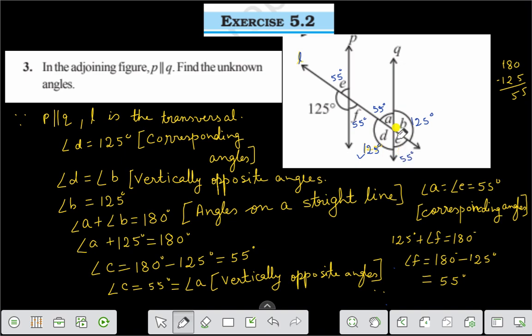And angle C is equal to angle A because these are vertically opposite angles, right? And angle A is equal to angle E because these are corresponding angles. Then this is 55 degrees, means this is also 55 degrees. And here you see E and F, they are vertically opposite angles. We can say that angle F is also 55 degrees. This is the solution of question number 3 of exercise 5.2.